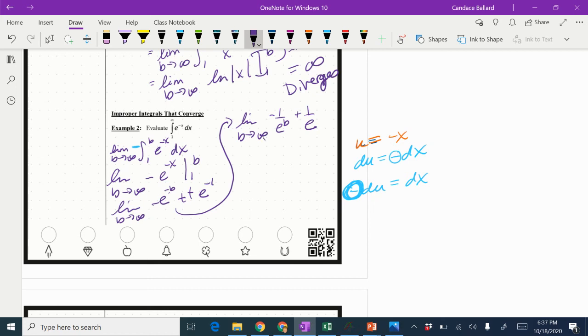All right, I'm going to put my infinity into that. So we've got negative 1 over e to the infinity plus 1 over e. Remember that this is a small number divided by a giant number, which is 0, plus 1 over e. So it's 1 over e, which is a number. So therefore, this one converges.